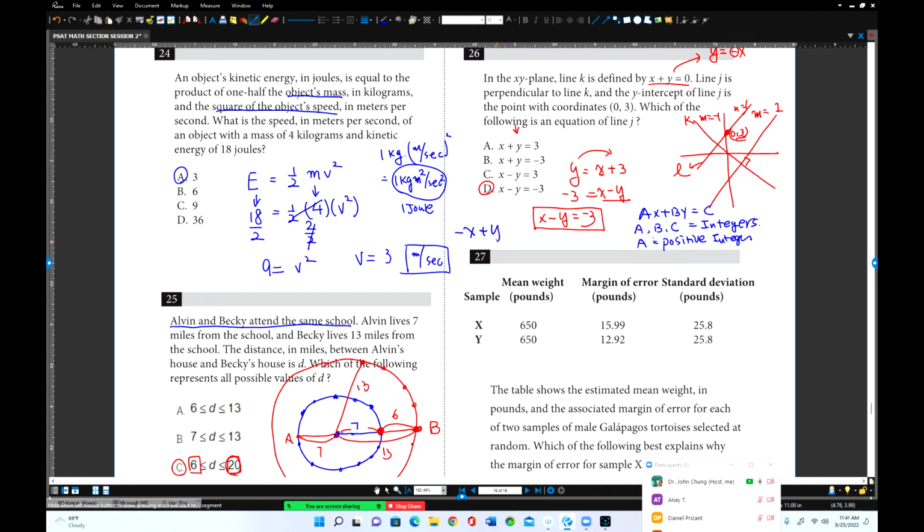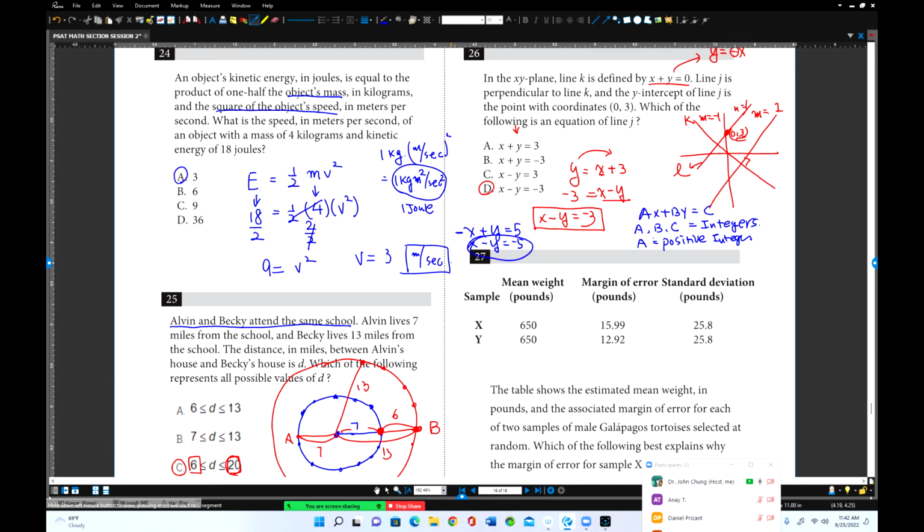Minus x plus y equals 5. That is not standard form. The coefficients of x and y and the constant are integers, but the coefficient of x is still a negative number. That is not standard form. It should be positive. So multiply by negative 1: x minus y equals negative 5. That is a standard form.